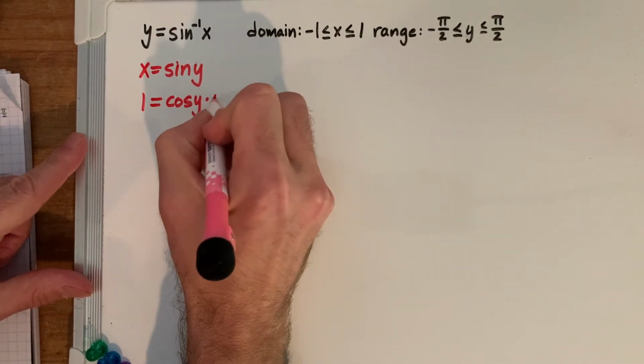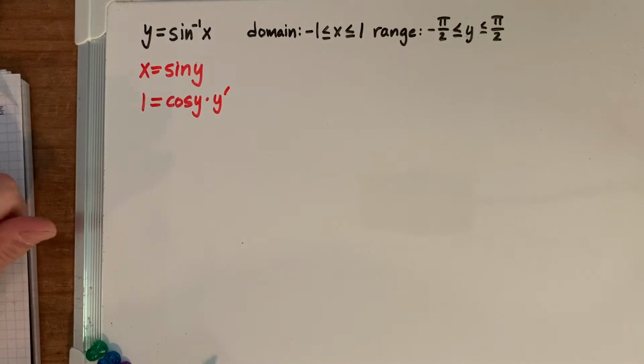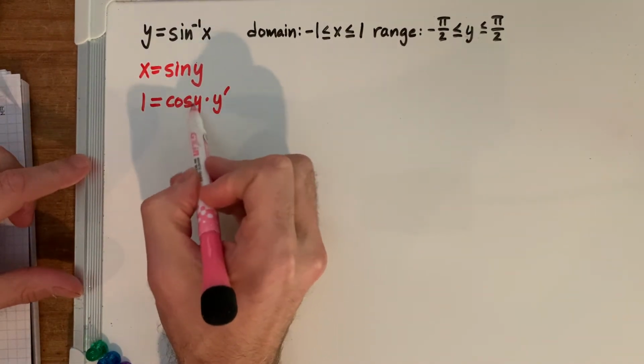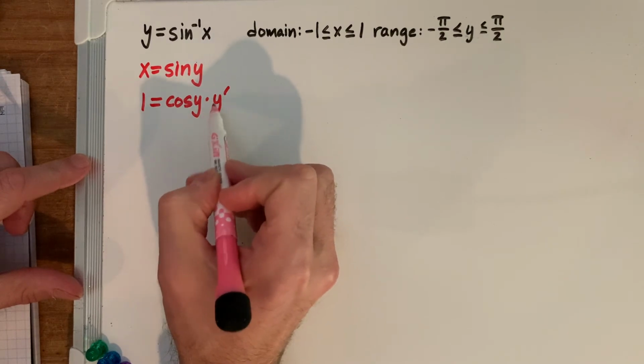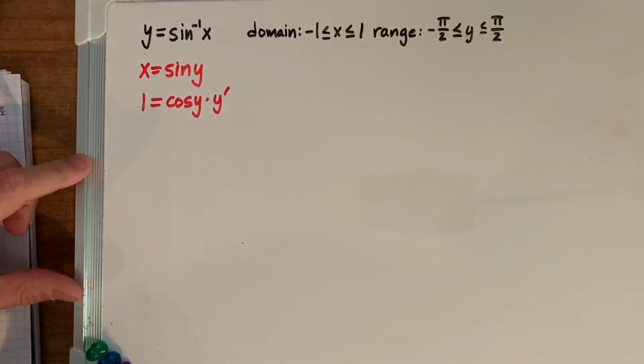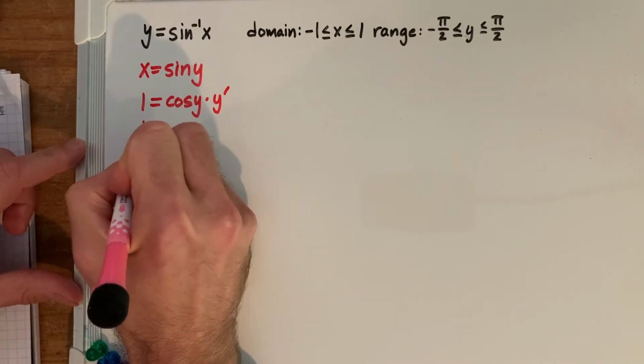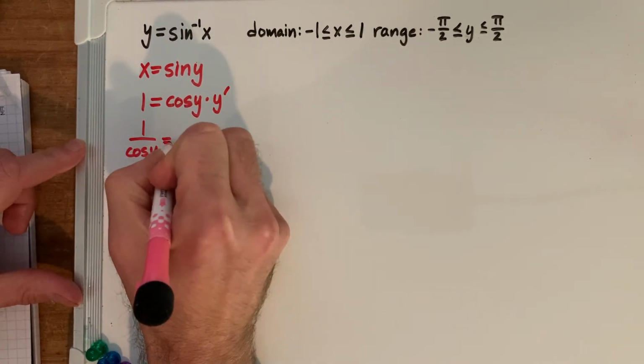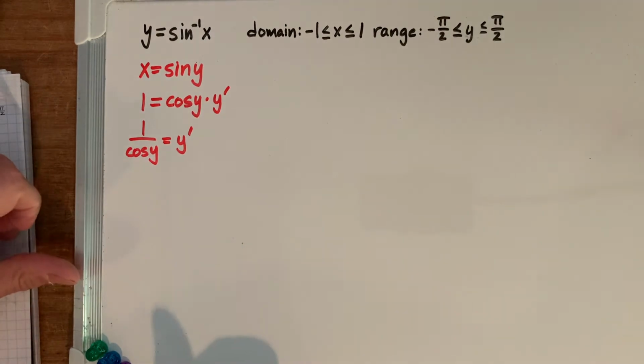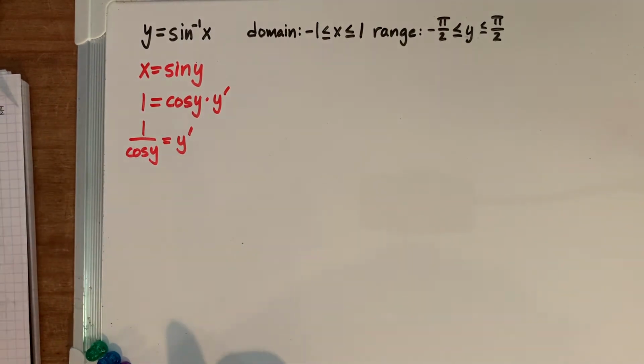And then we need to have the y prime on here, because in order to take the derivative with respect to x, we're going to take the derivative with respect to y and multiply it by the dy over dx, or the y prime. Going to divide each side by cosine of y. And so you end up with y prime is equal to 1 over the cosine of y.